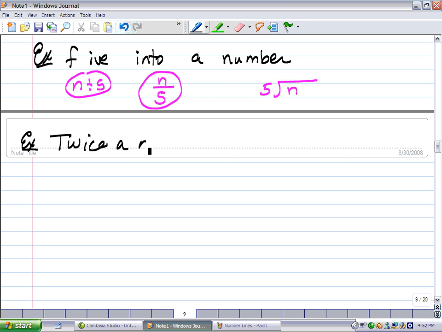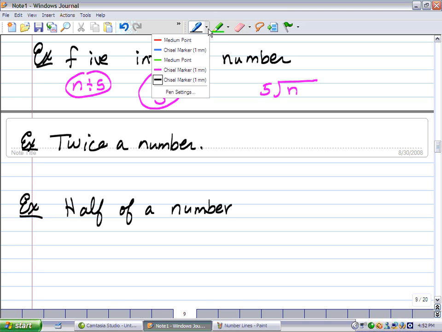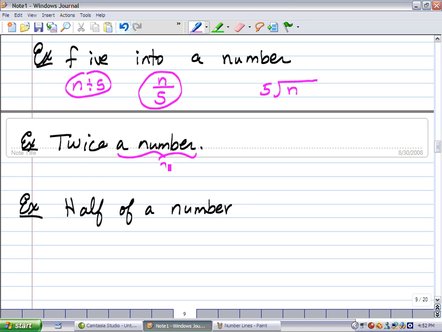Twice a number. Or the other one that goes with that is half. Half of a number. Whenever you see of in a sentence, it usually refers to multiplication. We're talking about numbers. So in this one, twice a number would be 2 times the number. Half would mean half times the number.